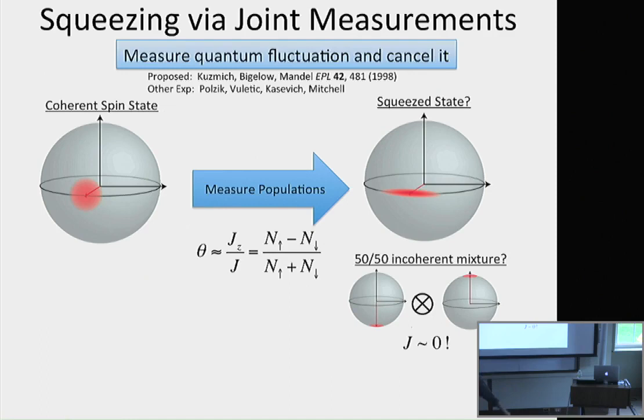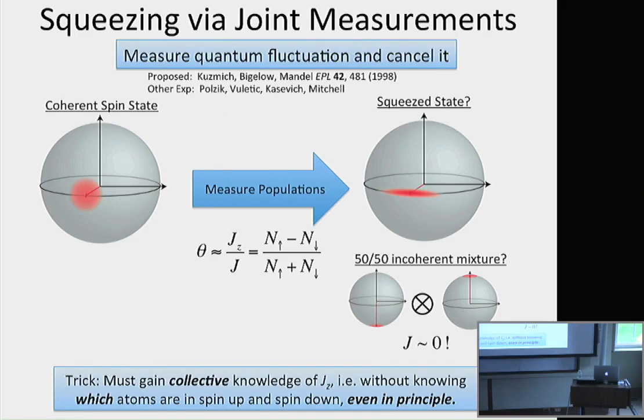But if I take these back-to-back vectors, they have almost zero length. And so when I rotate it, I will get no signal. The projection onto the z-axis will barely change. So what's the point? This squeezed state is different because I actually don't collapse the individual atoms. It's a collective measurement where I gain no information, even in principle, about which atoms are in spin up and which are in spin down. And by doing that, I actually maintain the length of my Bloch vector and I get enhanced angular resolution.